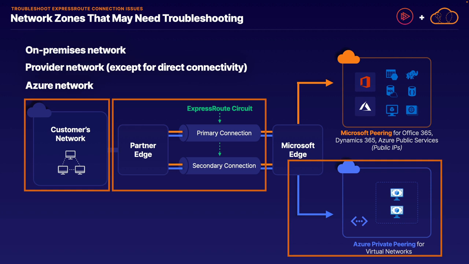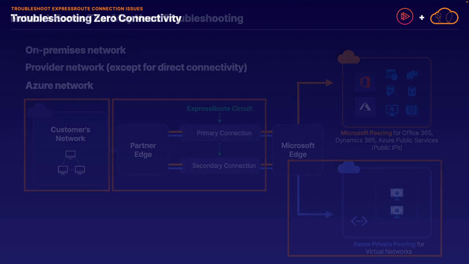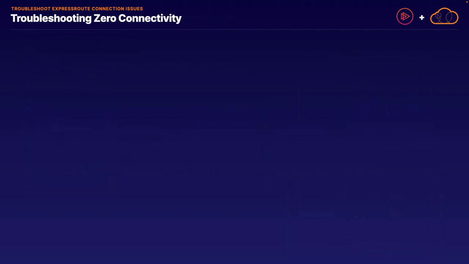peering setup as well. Now, for this lesson and the scope of the exam, we're not going to go really deep into the customer network troubleshooting, but we are going to take a look at a few troubleshooting steps with the provider network and Azure network zones that we need to be aware of. First, let's take a look at a few troubleshooting steps to be aware of when troubleshooting zero connectivity.